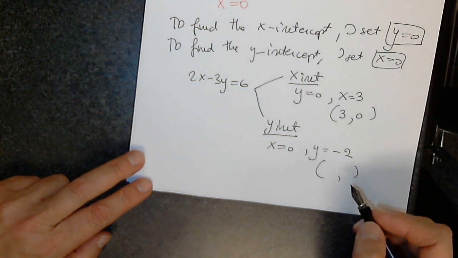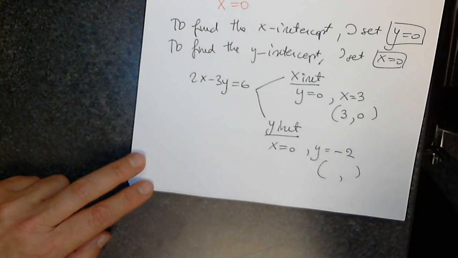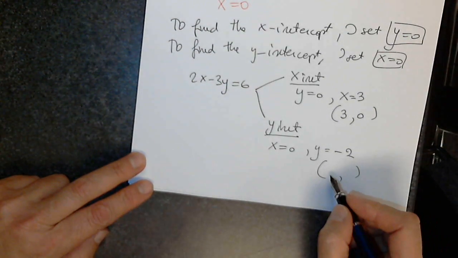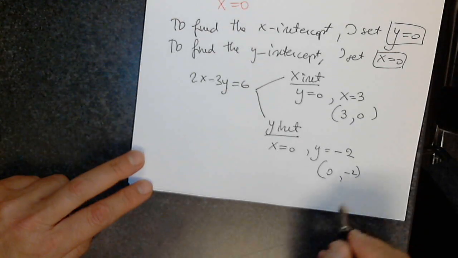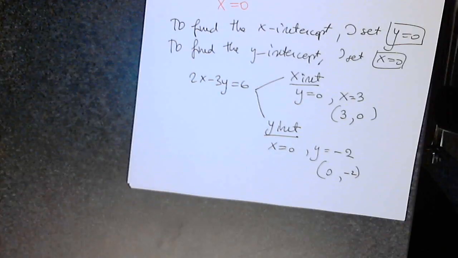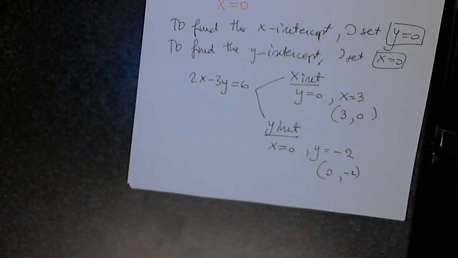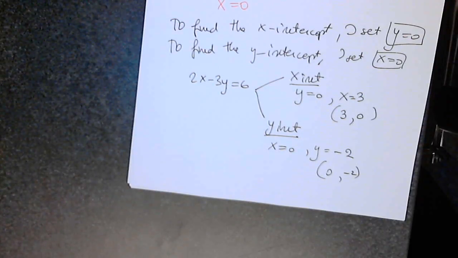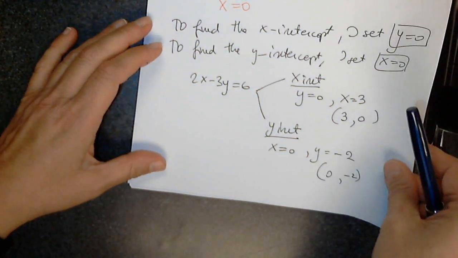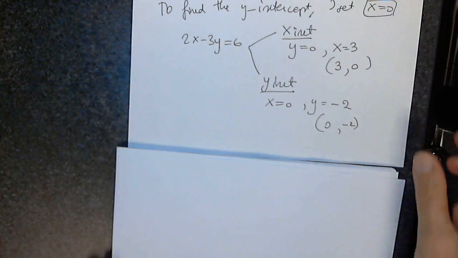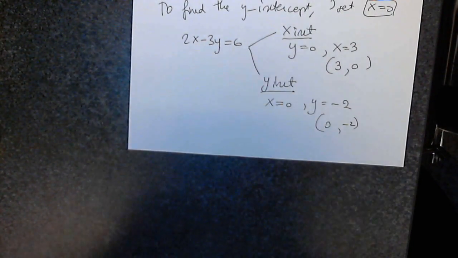That's why I write them without combining them, because that is the danger. How much? 0, -2. That's why after I determine the x-intercept, I write the point. If you wait, you may be tempted to write 3, -2, and you will never be able to graph. So please be careful. Always write the ordered pair after you determine it.